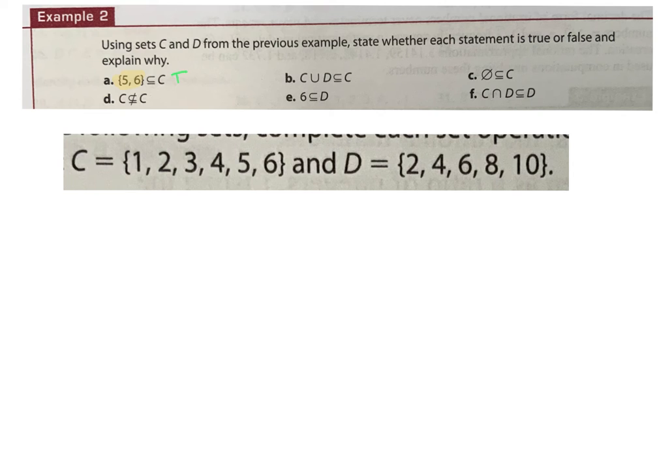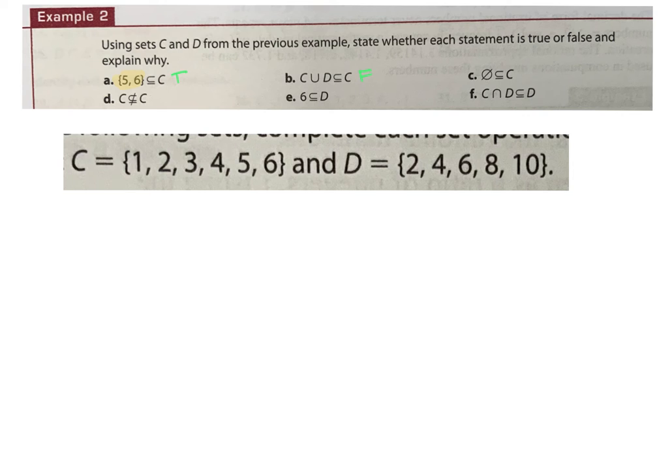All right, so C union D, first of all, is that a subset of C? What is C union D? Well, that's going to be 1, 2, 3, 4, 5, 6, 8, 10, right? So first we had to figure out what the union is. C union D is 1, 2, 3, 4, 5, 6, 8, 10. That is the union. Is that a subset of C? 1, 2, 3, 4, 5, 6. I have a problem. What's my problem? You don't have all the numbers. Right, 8 and 10 are not in C. So this one's going to be false.